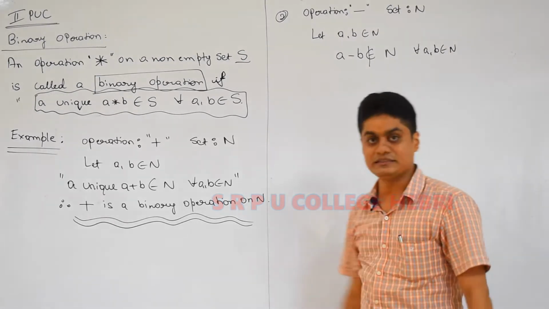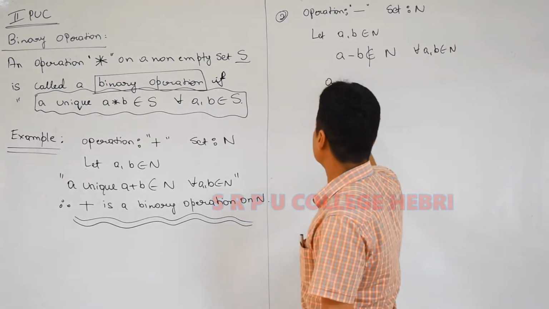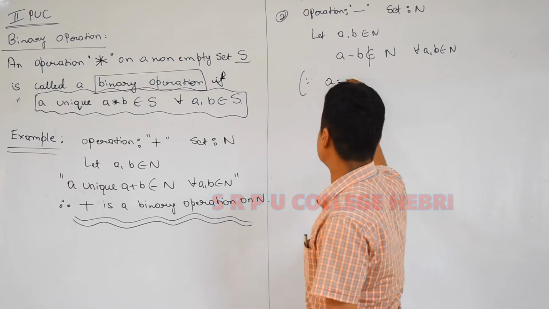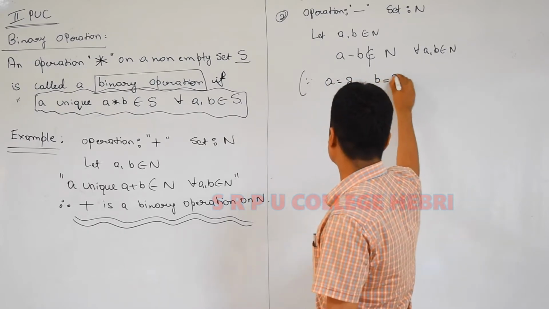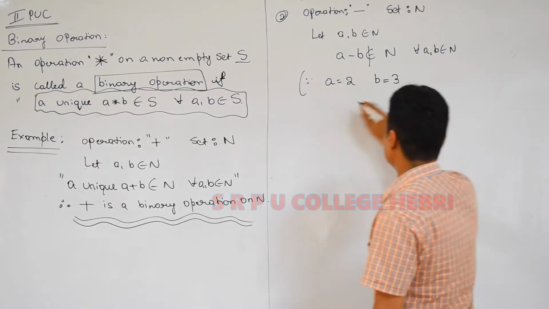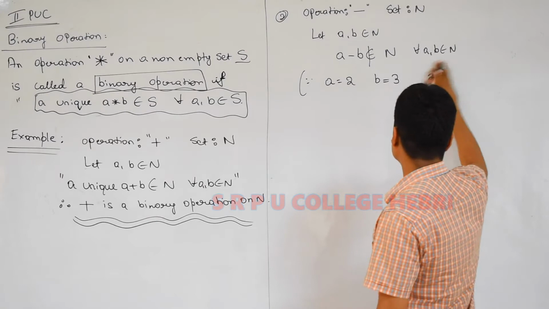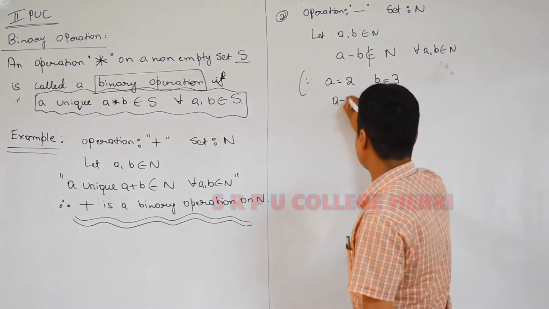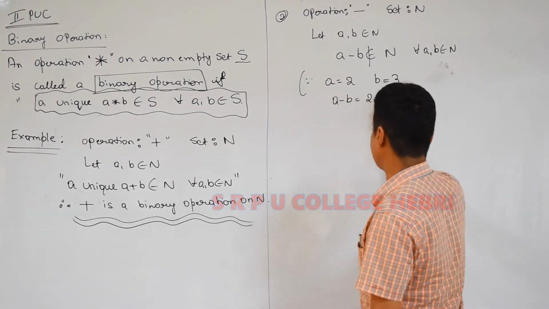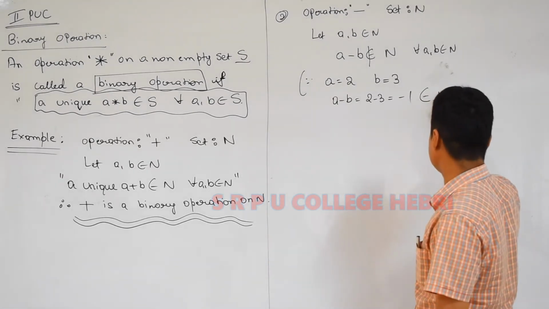Any example where the subtraction is not a natural number? Yes, very good. For example, take a is equal to 2, b is equal to 3. Are 2 and 3 natural numbers? Obviously. Okay, then when a is equal to 2, b is equal to 3, what is 2 minus 3? a minus b, that is 2 minus 3, minus 1. Does it belong to N?